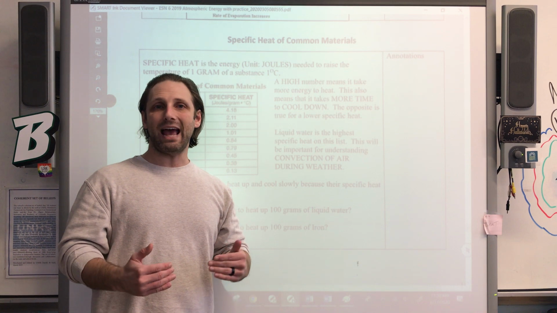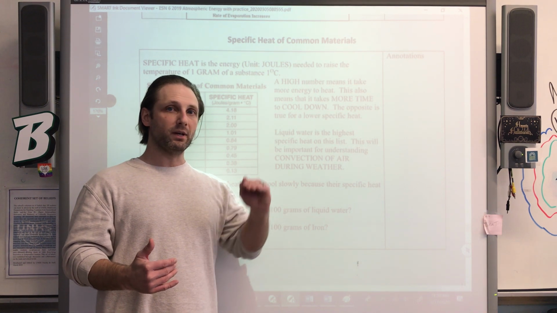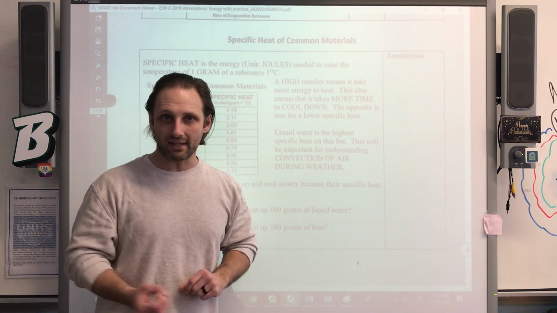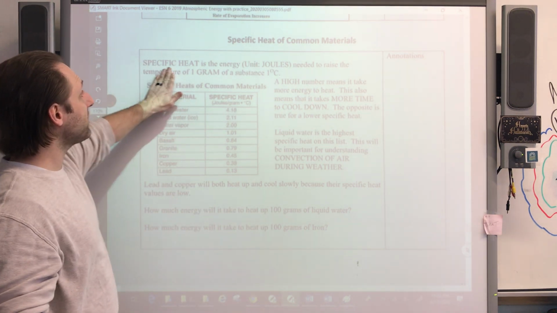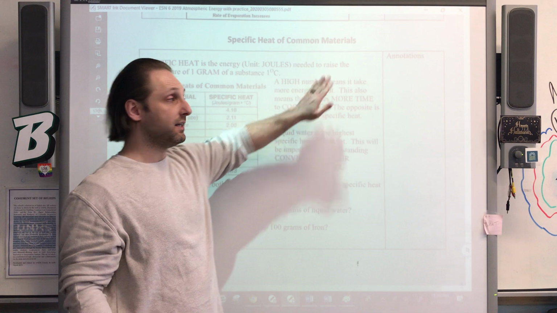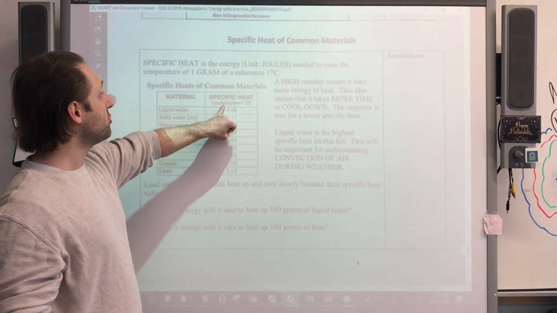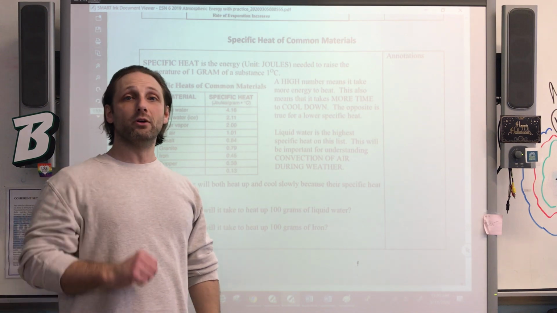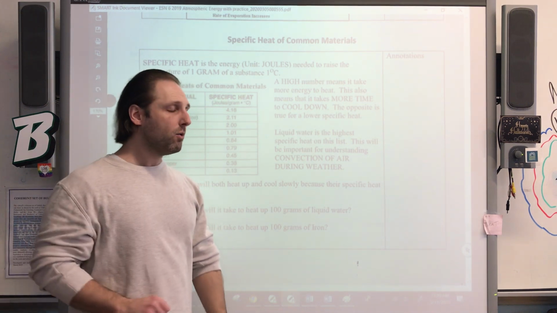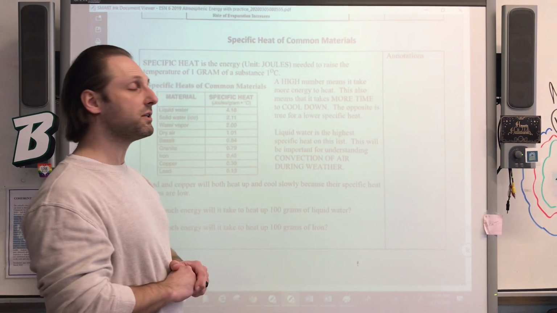So let's talk about what happens during the solid, the liquid, and the gas phase for an increase in temperature. So specific heat, let's actually understand what the unit is. This strange unit of joules divided by grams multiplied by degrees C. That looks complicated. It's okay, we'll figure this out. It's not as hard as you think.